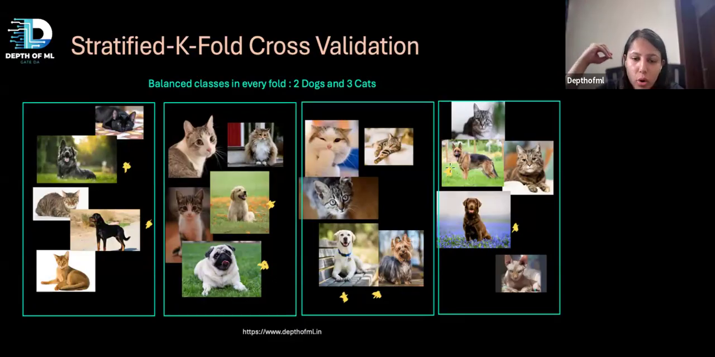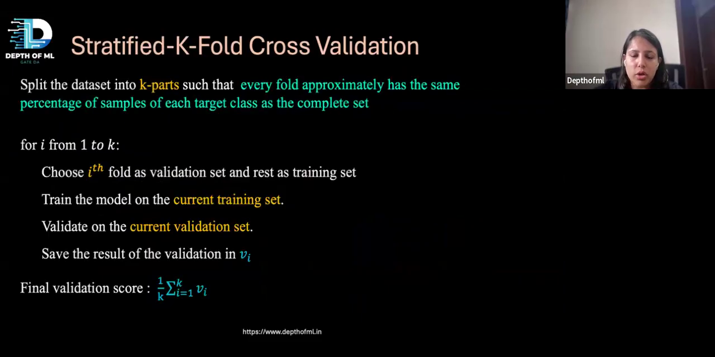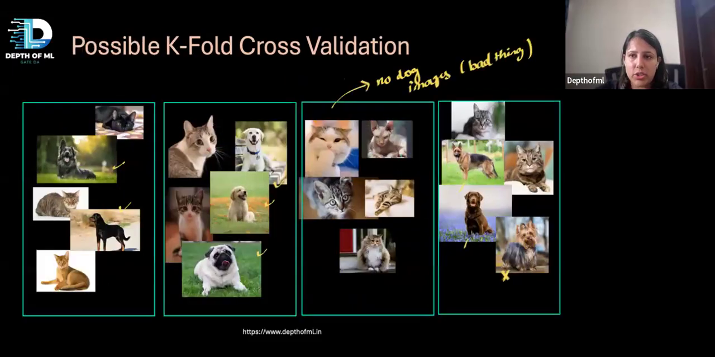So if it's on you to create that test set, you always ensure that the same distribution propagates to the test set as well. Fine, clear? Okay, fine. So this is your stratified K-fold cross validation.